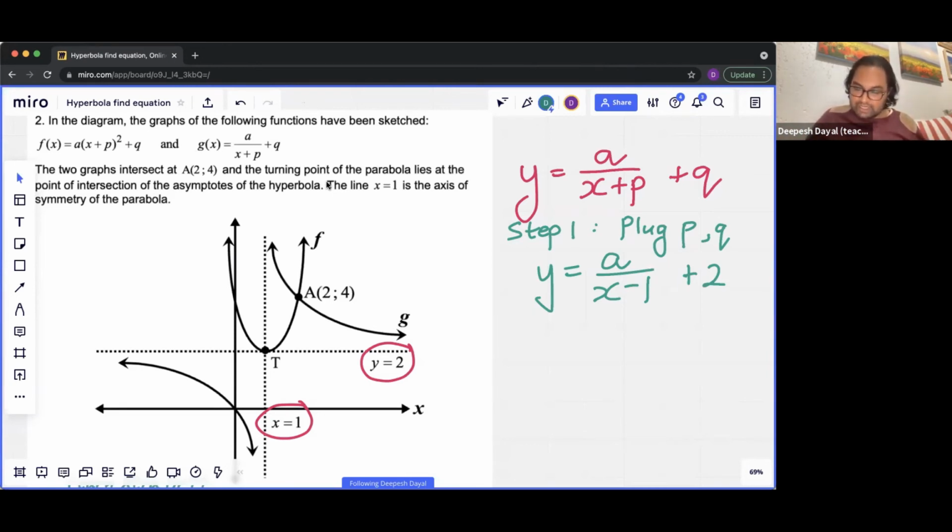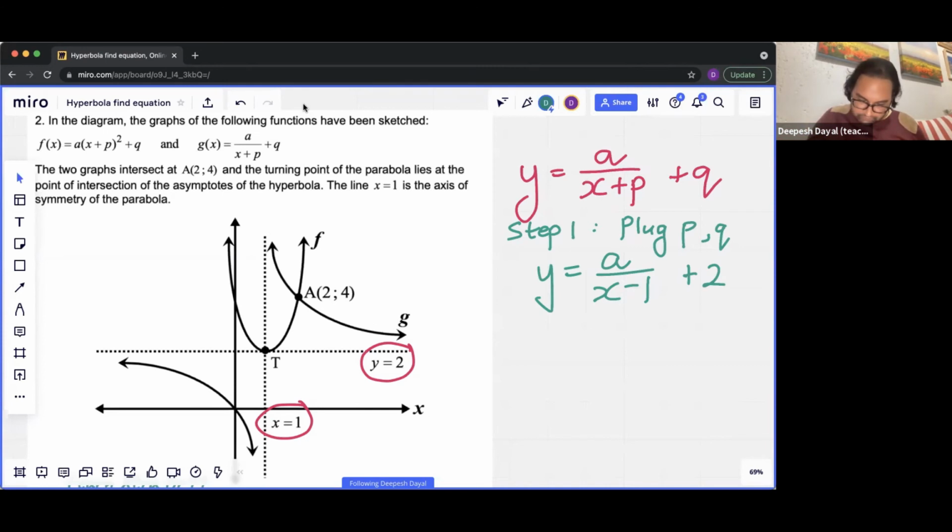Okay, what's the next thing we're going to do? We're going to plug in a coordinate. What coordinate am I plugging in? Anybody want to try? What coordinate would it be? Would it be A or T or something else? And what would that coordinate be? What coordinate will we plug in? Yes, we're plugging in A. So let's plug in A.